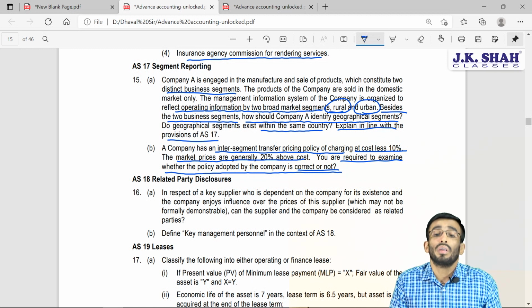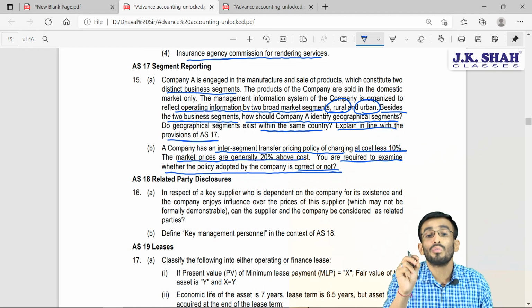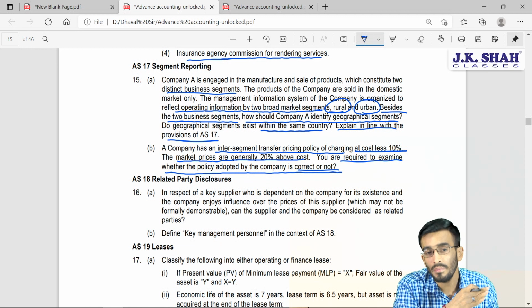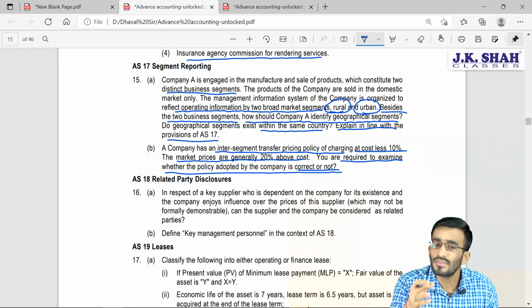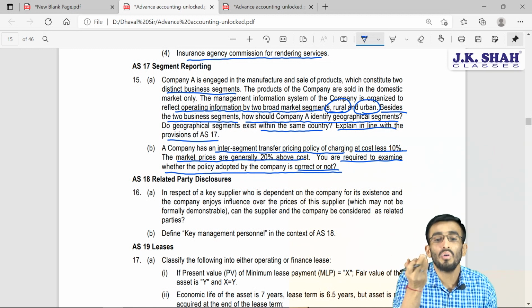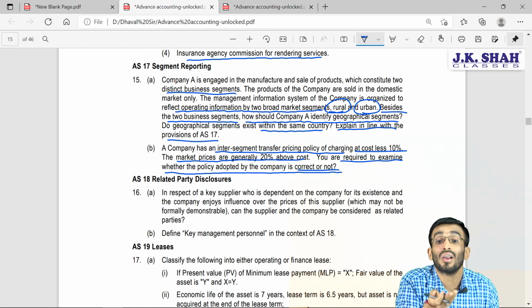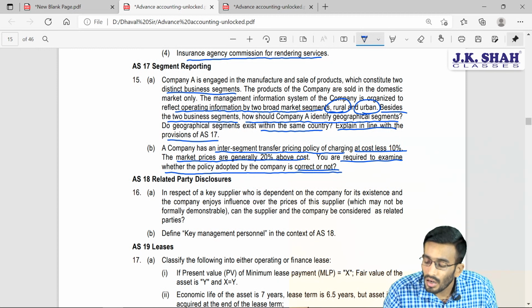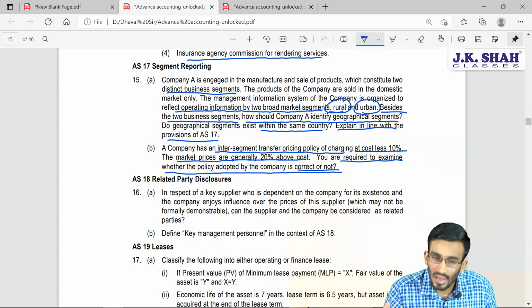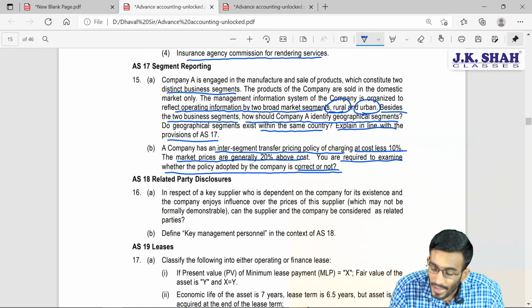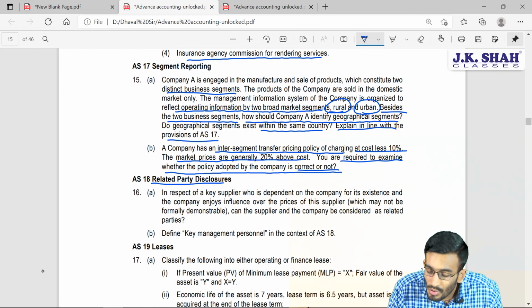But whatever policy they have made, they have to disclose in their financial statements that segment A is providing raw material at cost less 10%. So that policy needs to be disclosed, but nowhere is it mentioned that segment A cannot give raw material to segment B at less than cost price. So definitely this is a correct policy, but here the disclosure needs to be given. Next, related party disclosure.